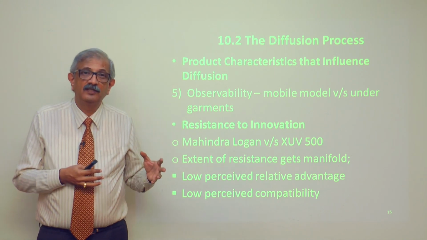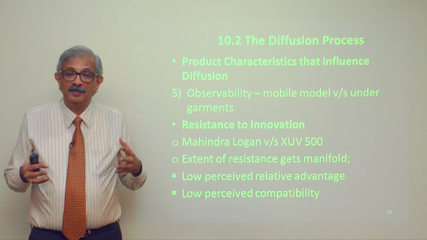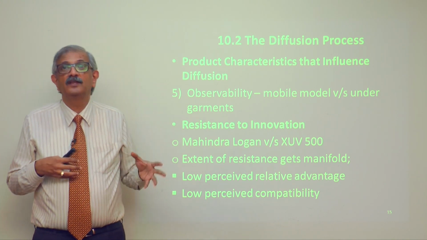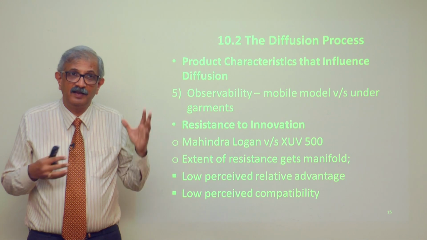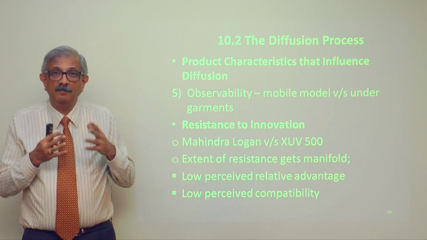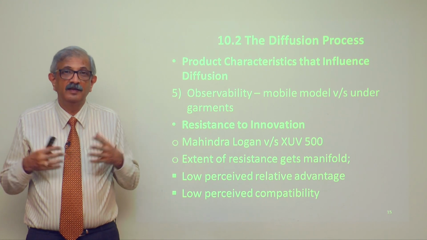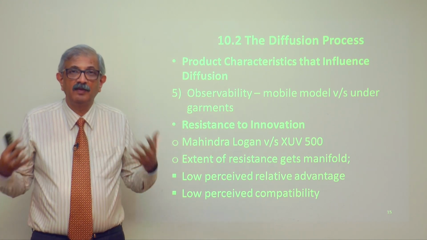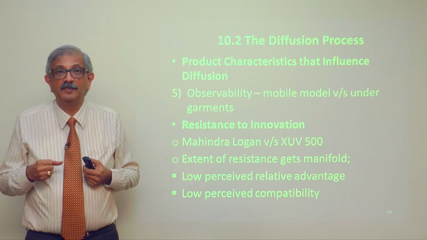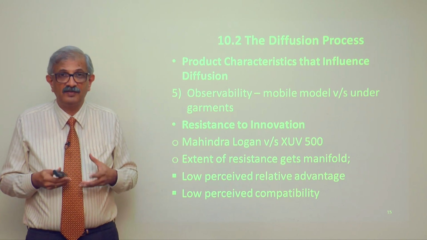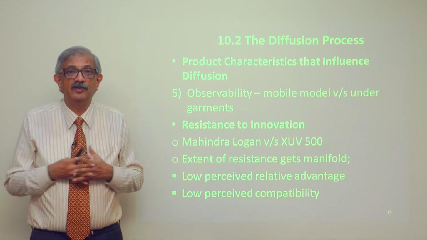Naturally, the other thing we have to see is resistance to innovation. Why do people resist innovation? Take Mahindra Logan versus XUV 500. Logan, which was a successful brand of the main company, a French automobile company, came and failed here. XUV 500, indigenously developed, became a roaring success. So the extent of resistance may take a different proportion, a different dimension.